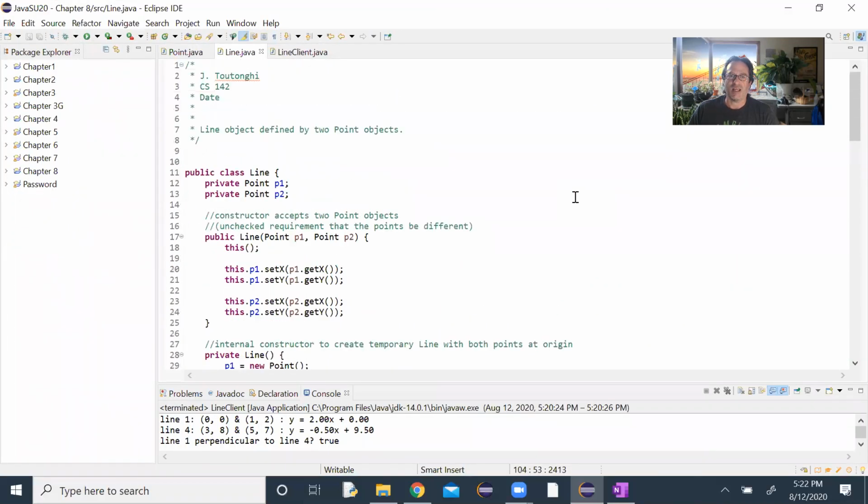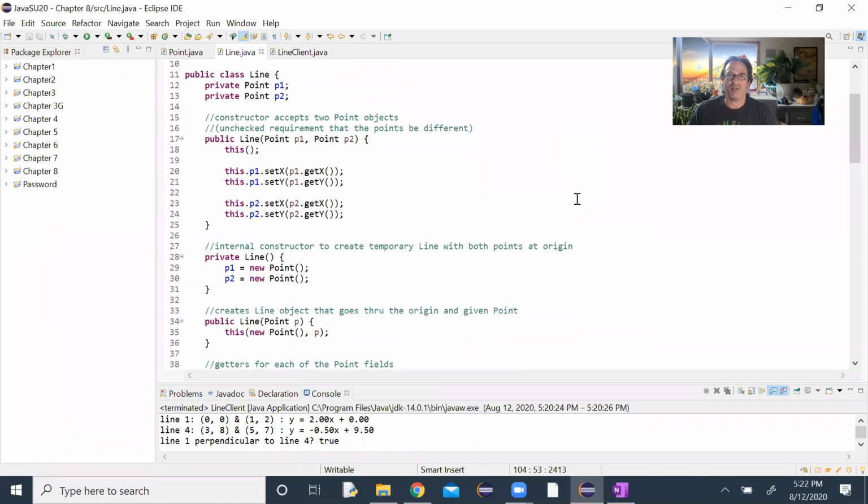Final sweep through this Line code. We have our class Line with our two fields. They're both Points. We had a workaround in the constructor so that we're actually individually setting the x and y coordinates of those points, so that changing a point back in the client doesn't change the line.